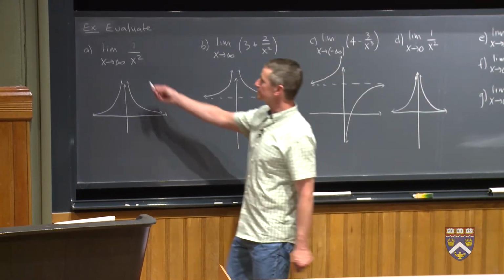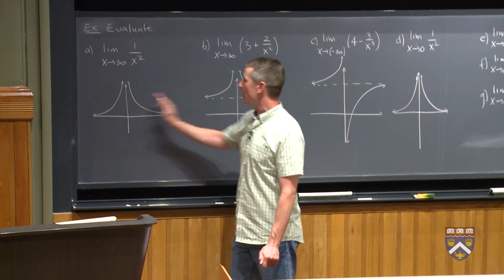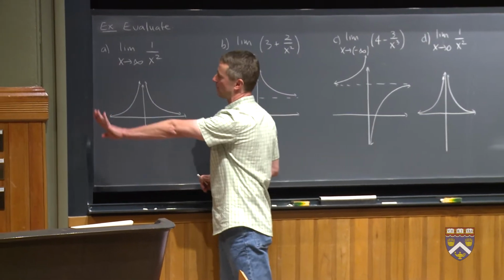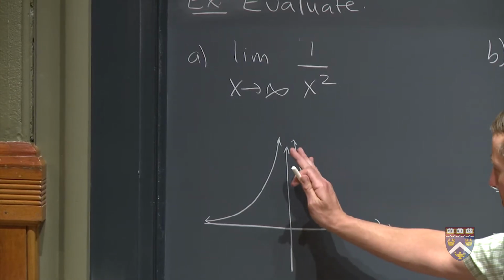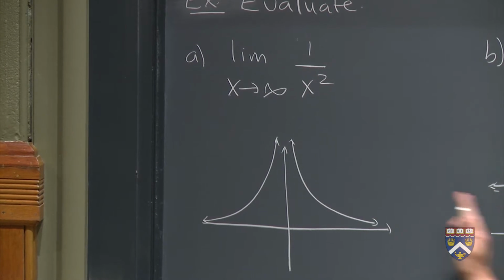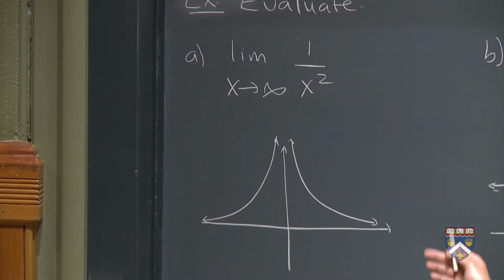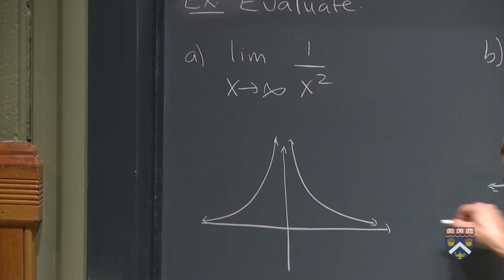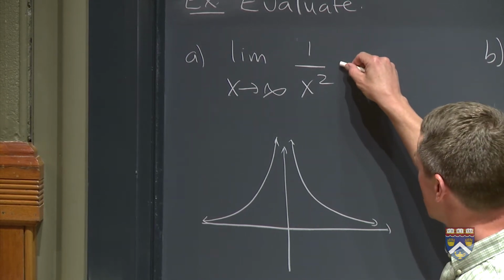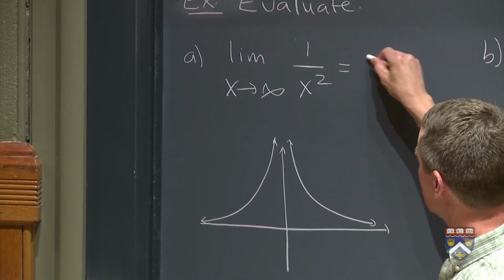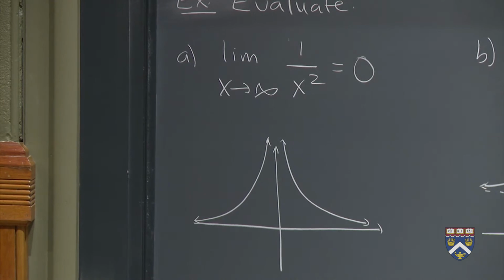So this first one, x was going to infinity. That means we're going way, way off to the right. So we don't care what happens over here to the graph. We just care what happens to the y values as x gets very, very big. And as x gets very, very big, the y values keep getting closer and closer to what number? I hope you all agreed with me that the answer was 0.